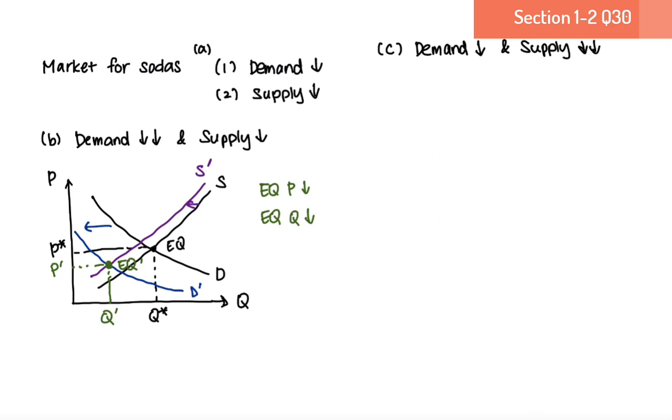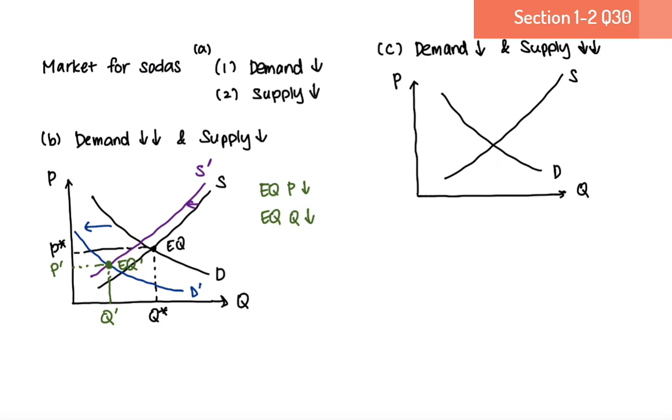Again, let's start by drawing out our axes first. Our quantity of sodas is on the x-axis, price of sodas on the y-axis, downward sloping demand curve, upward sloping supply curve. Where those two curves meet is our market equilibrium, with equilibrium price and equilibrium quantity marked as P star and Q star. Again, we'll see the same shifts. Demand curve will shift to the left because there's been a fall in demand. Supply curve will shift to the left because there's been a fall in supply.